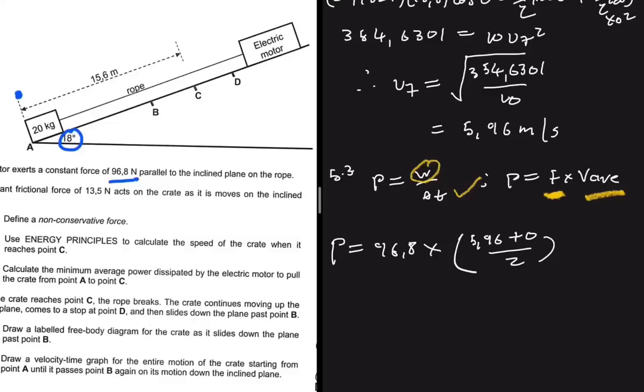And the answer I'm getting here is 288.46. What is the SI unit of power again? I think it's watt. So we're going to have that there.